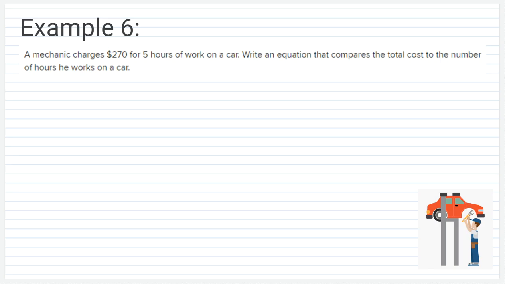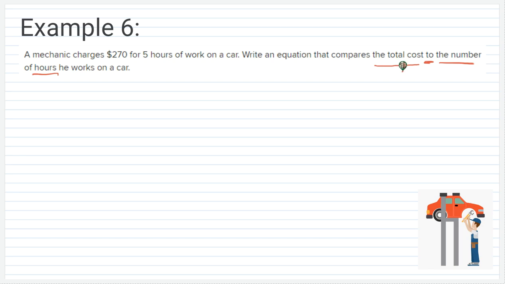Next example. Very similar situation, so just one more to really make sure we're good with this. A mechanic charges $270 for 5 hours of work on a car. We're going to write an equation that compares the total cost to the number of hours he works on a car. Now this one's a little bit different because they actually don't tell us what x and y are, but they are telling us that we're comparing the total cost to the number of hours. That is telling you how you're writing that ratio.